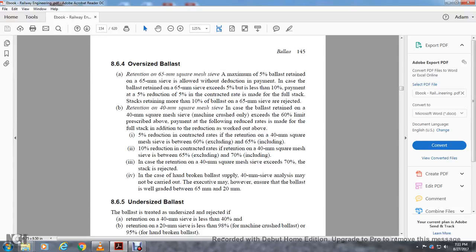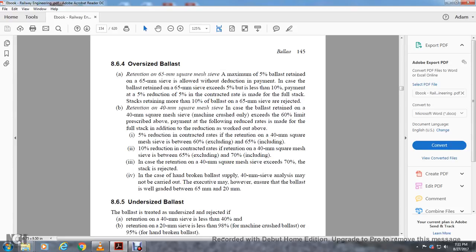A stack that retains more than 10% ballast on the 65 millimeter sieve is rejected. In case the ballast retained on the 40 millimeter square mesh sieve for machine crushed ballast exceeds the 60% limit described above, payment will be made at a reduced rate for the full stack, in addition to the reduction worked out above.